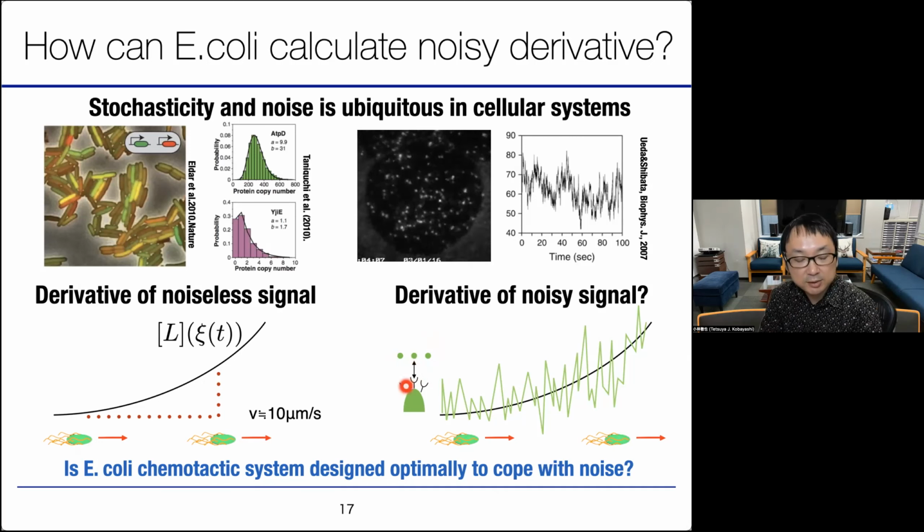So E. coli have to use stochastic receptor interaction with the ligand. Therefore, the actual signal that a cell can obtain should be very noisy. Because the derivative of a noisy signal will amplify the noise rather than the signal, it is not trivial to judge whether it is going up the gradient or down the gradient. So my question is whether the E. coli chemotactic system is designed optimally to cope with this kind of noise.